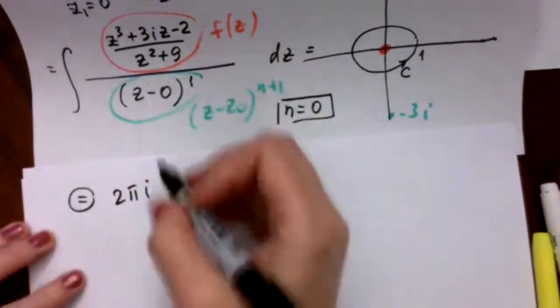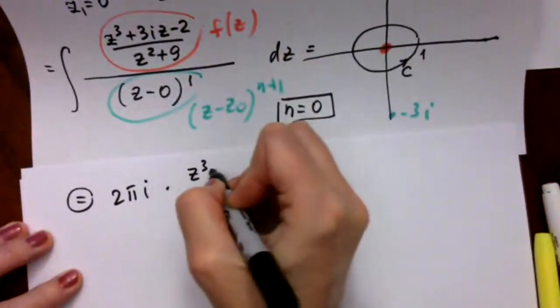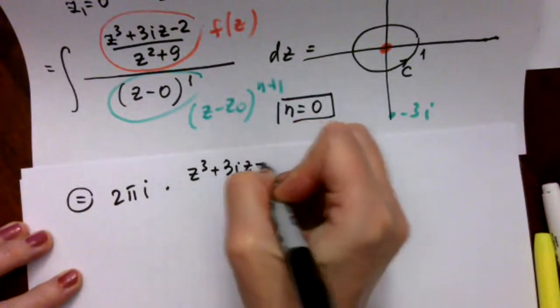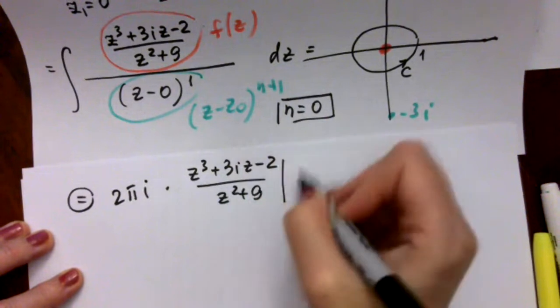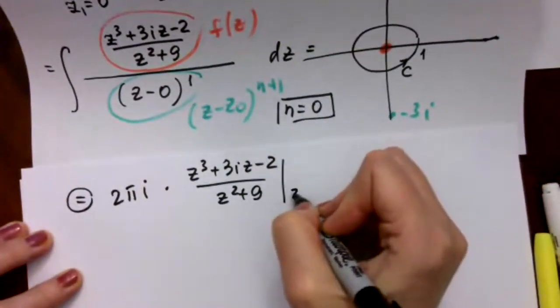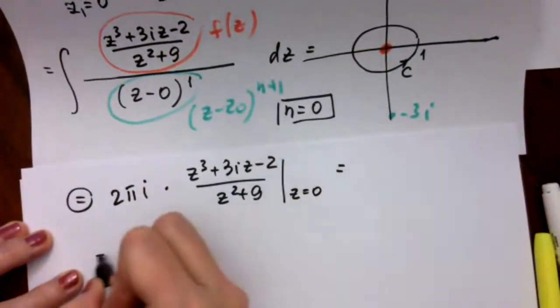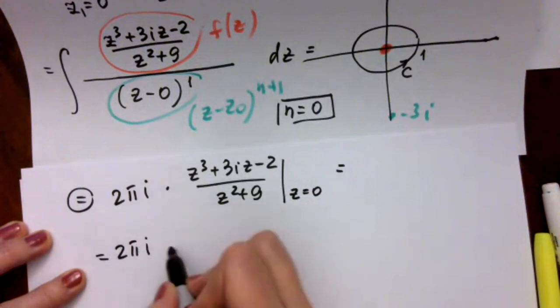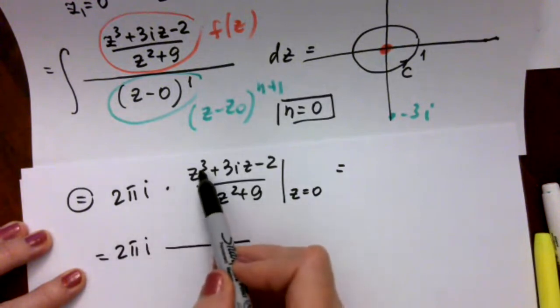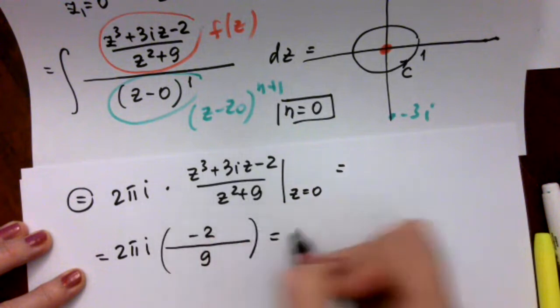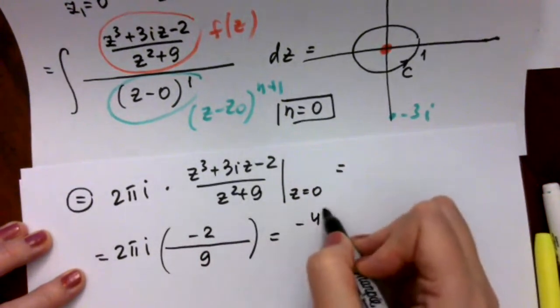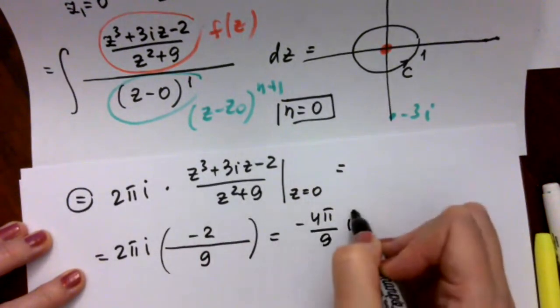So our f is this red guy. I'm rewriting it here: 3iz minus 2 divided by z squared plus 9. And I should substitute z equal to 0. As simple as this, as you can see. I think it's going to be super easy. This is 0 minus 2 divided by 9. So this is actually our answer, but we can simplify it a little bit.